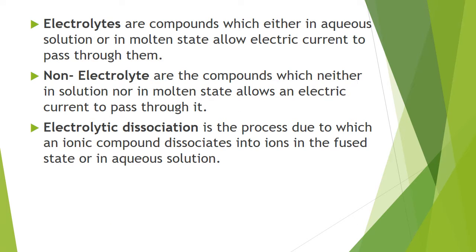In order to understand the topic, we should know these three key terms. First is electrolytes. Electrolytes are the compounds which, either in aqueous solution or in molten state, allow electric current to pass through them, whereas non-electrolytes are the compounds which neither in solution nor in their molten state allow the electric current to pass through them. So this is the key difference between these two.